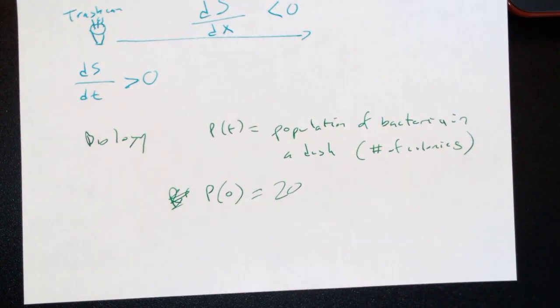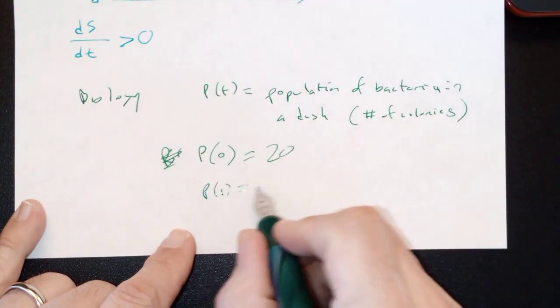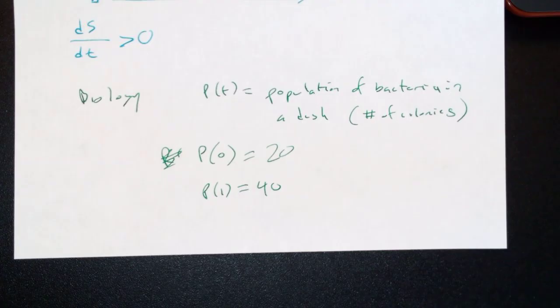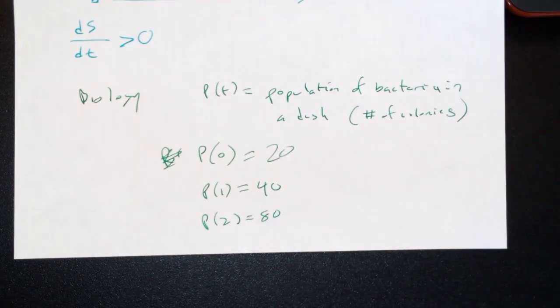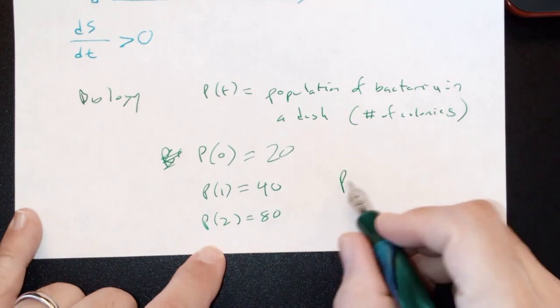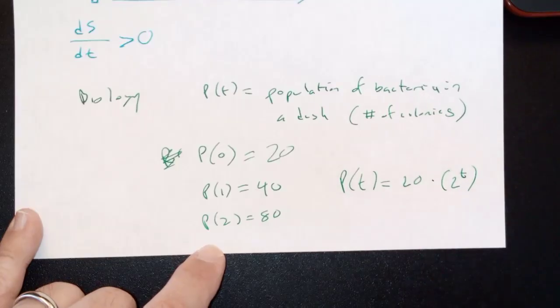And I know that this particular bacteria reproduces asexually. And so in a day, the number of colonies is doubled. And in another day, it'll do it again, right? I can write a growth rate equation. The population at time t is 20 times 2 to the t.